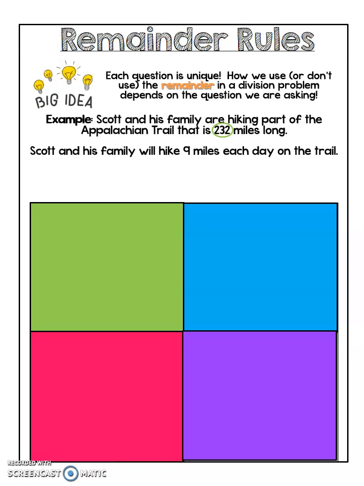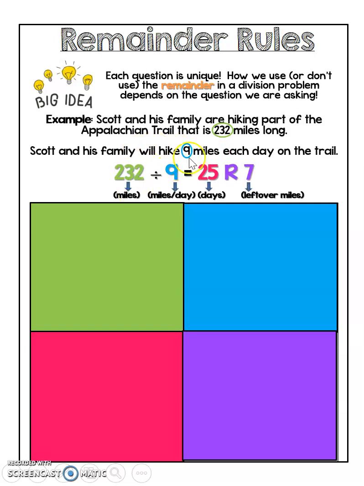The second sentence reads, Scott and his family will hike 9 miles each day on the trail. Well, that gives me two pieces of information. First, it tells me that they're hiking 9 miles each day, but even more importantly than that, it confirms that this is a division question, because what that sentence tells me is that I'm splitting apart these 232 miles into equal groups of 9. And when we split something apart into equal groups, that is a division problem. So we can write a division equation even before we know what question is being asked. And that division equation would look like this.